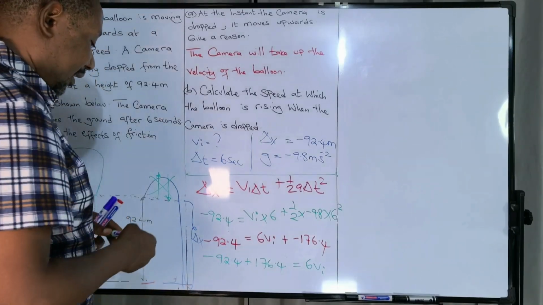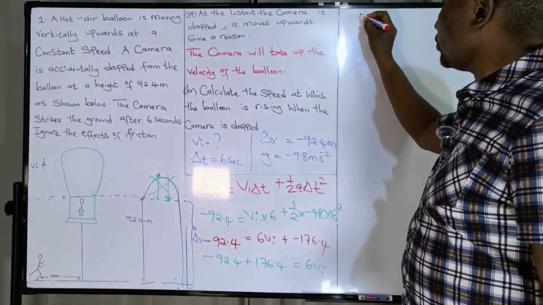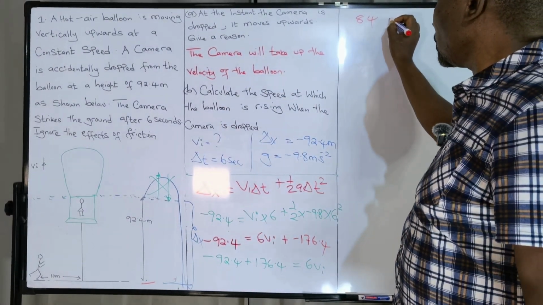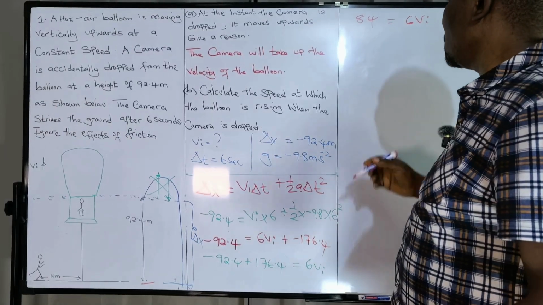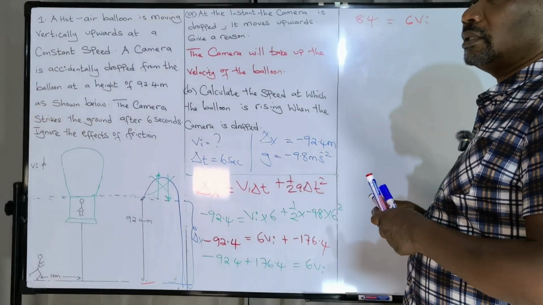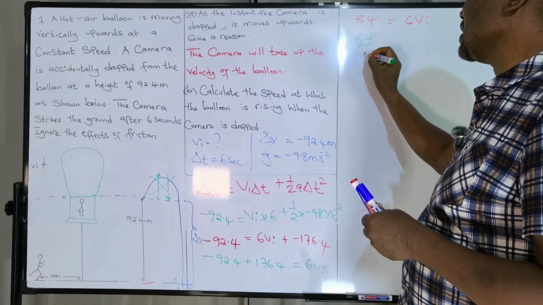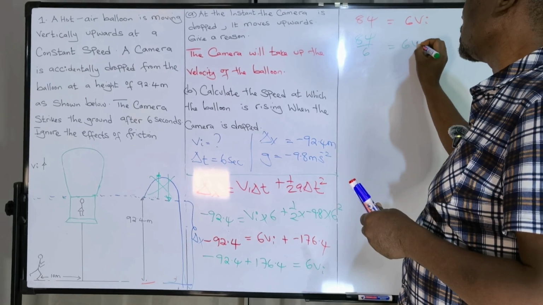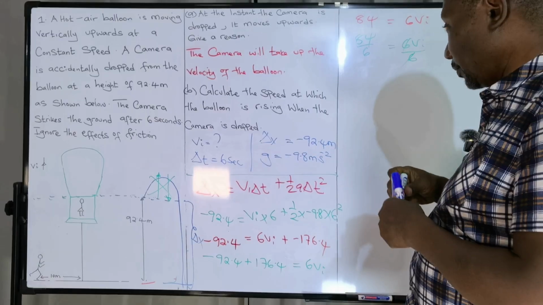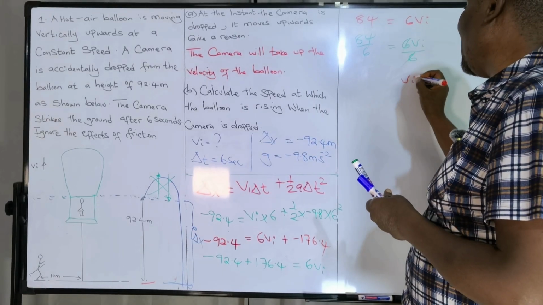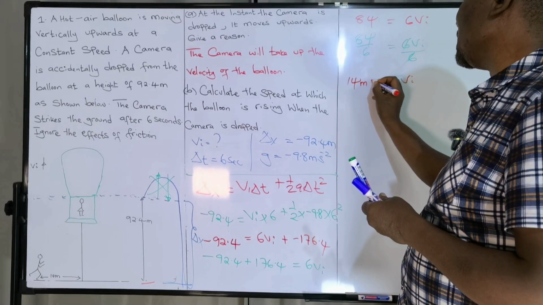And from here, what do we get? From this side, we have 84, which is equal to 6 vi. So what do we do here? We determine vi by dividing both sides by 6. So what do we get here? We are going to get our vi as 14 meters per second.